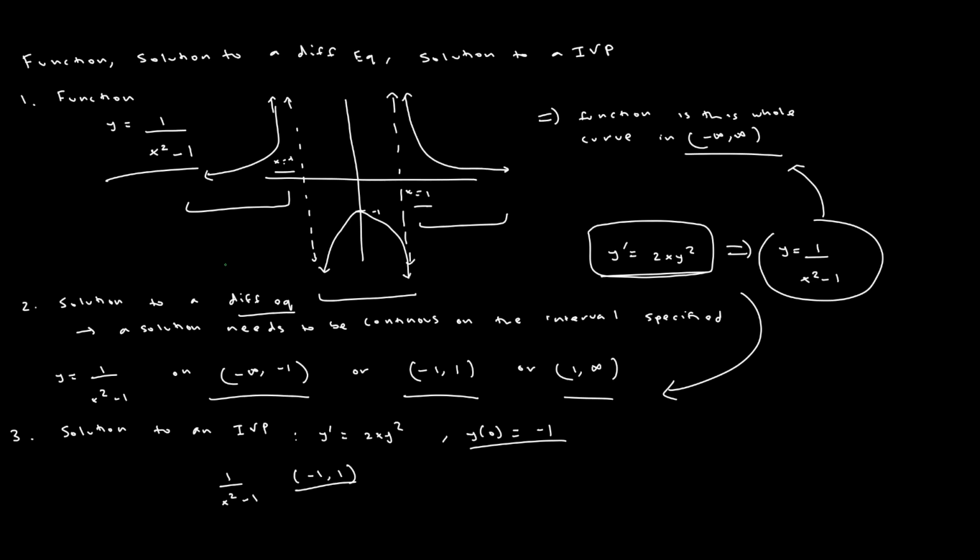So hopefully the difference between functions, solution to a diffie-q, and solution to an IVP made sense. You can think about how each of these, as we go down from 1, 2 to 3, we're getting more and more specific because we have more constraints, and that kind of constrains our intervals more and more.